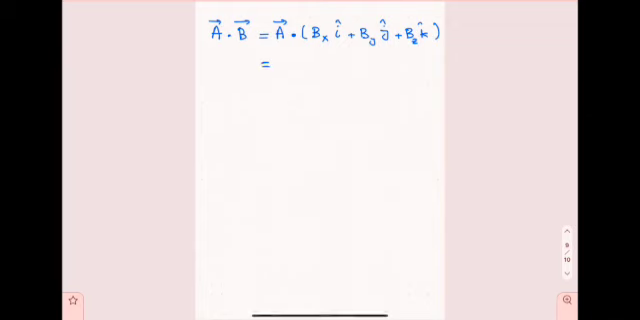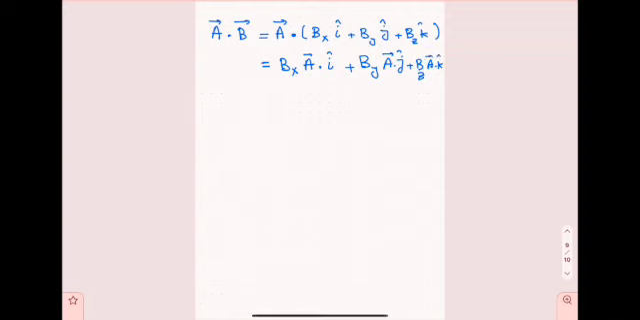So I can actually write this as Bx A dot I hat plus By A dot J hat plus Bz A dot K hat.